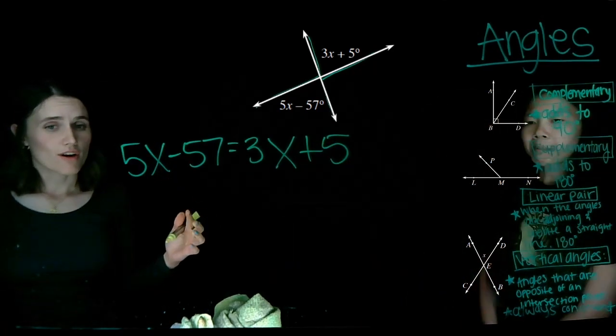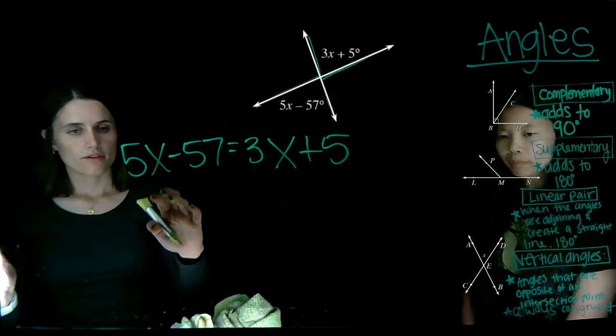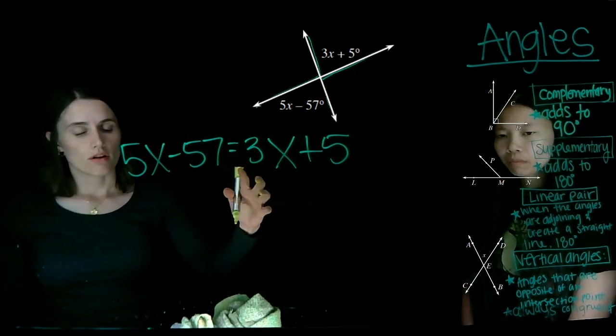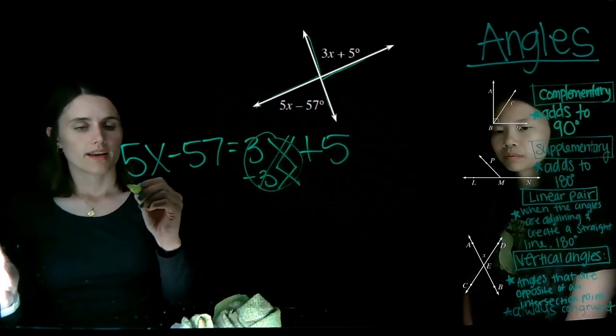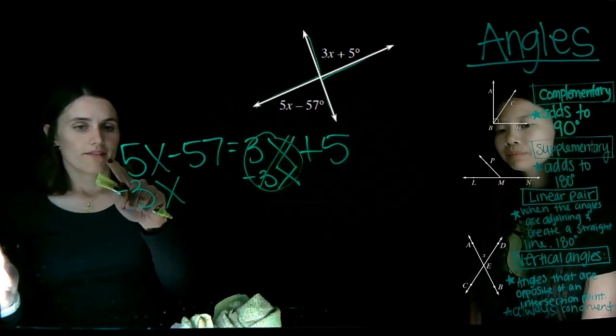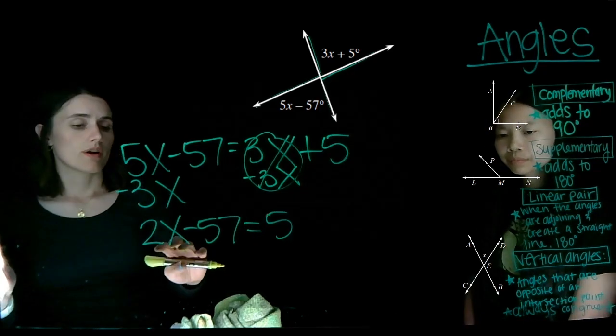The first step when solving equations is we want to get all of our x's on the same side. So I have a 5x over here and a 3x over here, and I want them all on the same side. So I'm going to subtract 3x from this side, and that becomes 0. But then I have to subtract 3x from this side. 5x minus 3x is 2x minus 57 is equal to 5.